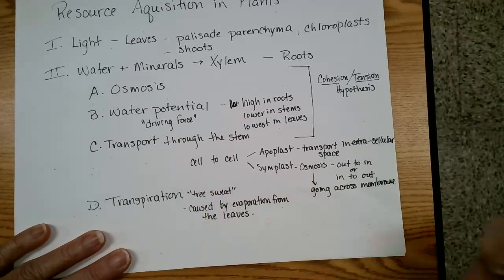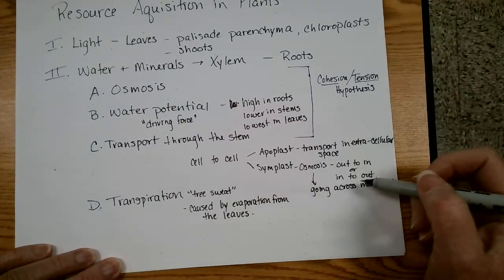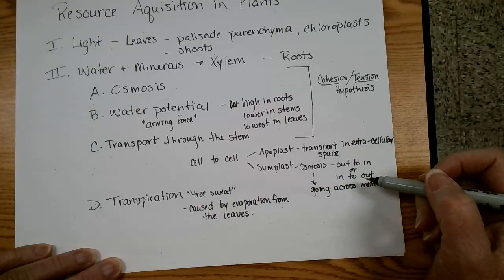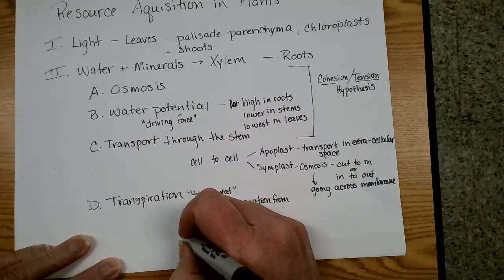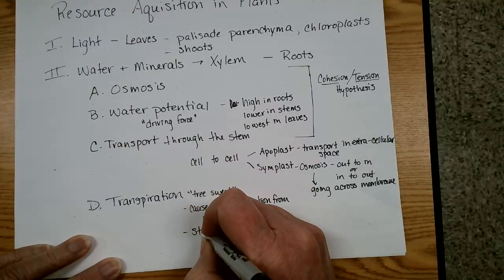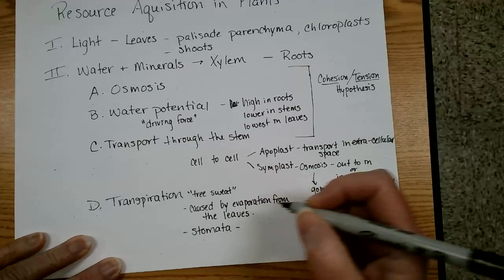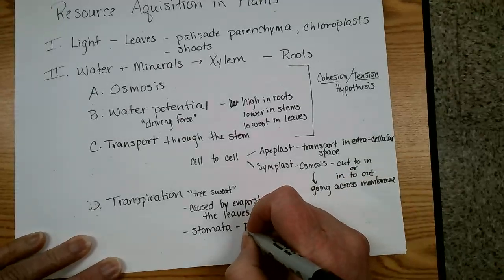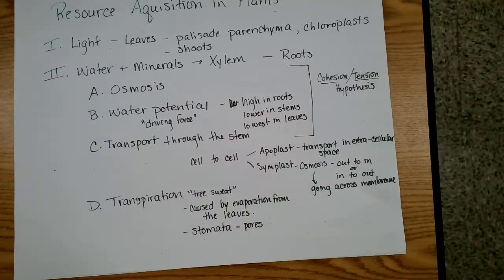But here's the thing. How does the water get out of that extracellular space? How does it get out of the cells? How does it do that, especially the extracellular space? Well, we got the stomata to thank for that. And if you remember what the stomata are, they are the pores in the leaves. When those pores open up, water is going to be released.